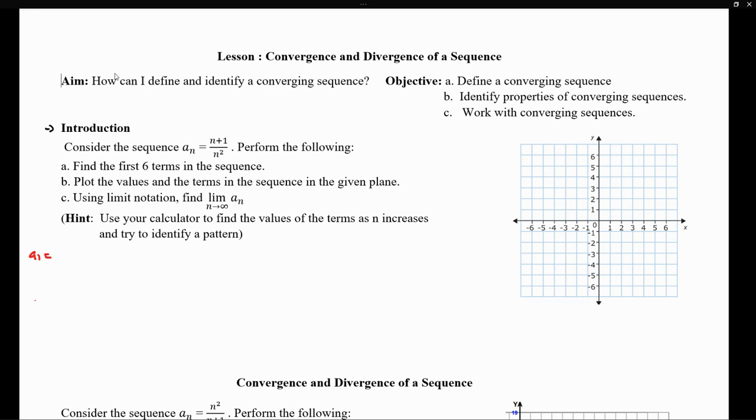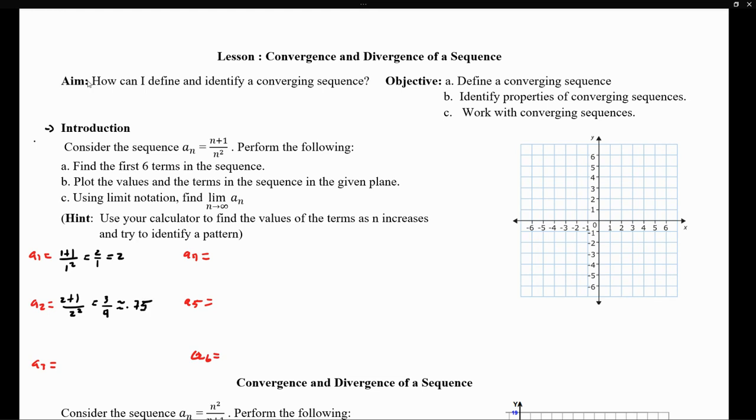So the first term, the second, the third, the fourth, fifth, and sixth. Since we do have an explicit formula, all we have to do is plug in n equals 1 to get the first term. So we're going to get 1 plus 1 over 1 squared, which is 2 over 1, which is exactly 2. To get the second term, all we have to do is plug in n equals 2. So we're going to have 2 plus 1 over 2 squared. So that's 3 over 4, which is 0.75.